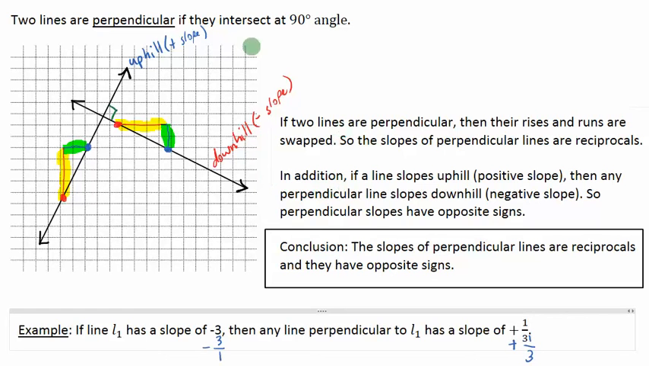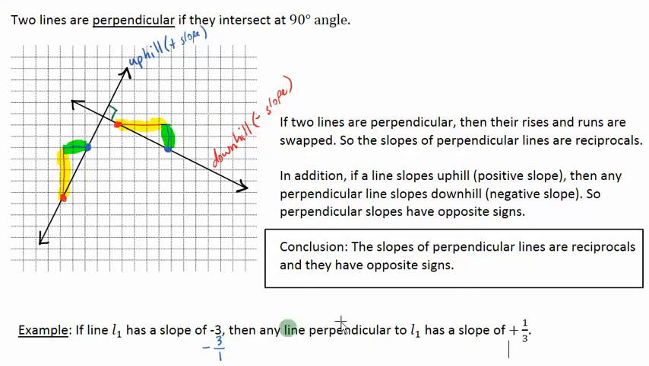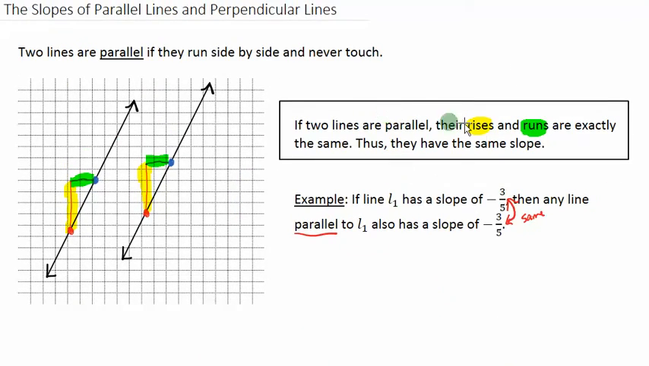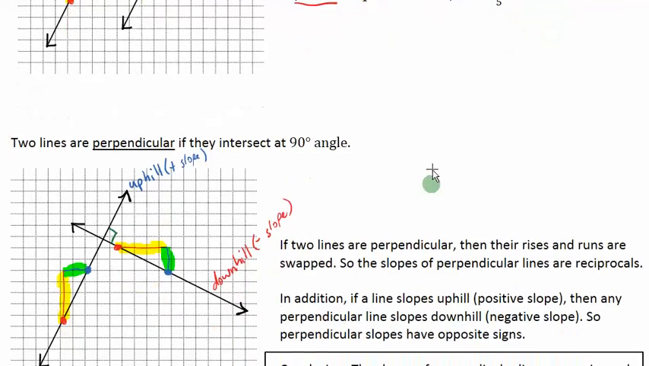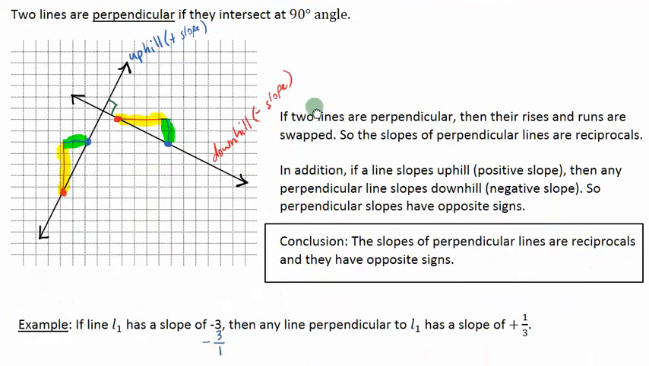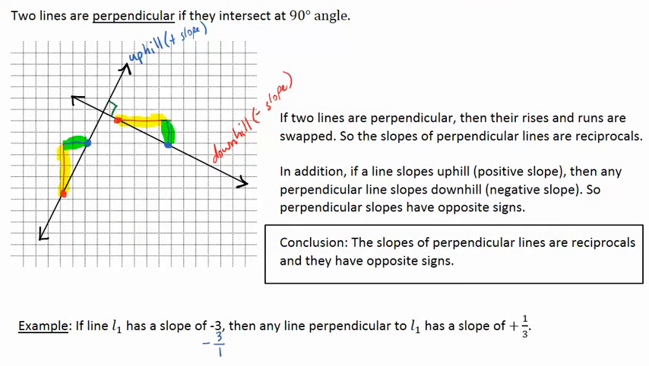Okay? So now you can see what reciprocal means, and you can see how they have the opposite sign. Reciprocal, flip it over, opposite sign, one is negative, one is positive. So parallel lines have the same slope. Perpendicular lines have opposite reciprocal slopes. That's a quick way to say that, opposite and reciprocal slopes.